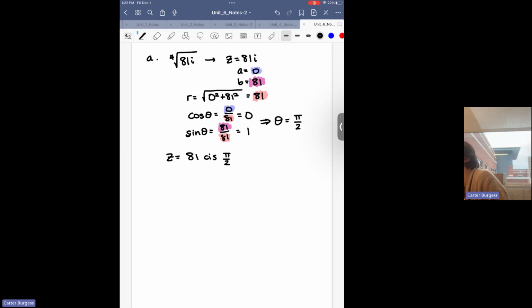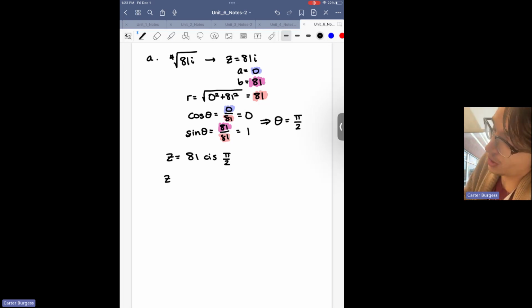Now, how many solutions did we say we were looking for? We said we're looking for 4 solutions here. And so how many other ways do I need to write this z? I need an additional 3. Where do those other 3 come from? Coterminal angles with pi over 2. So we're going to take this theta and add 2 pi, which may be more conveniently thought of as 4 pi over 2. We're going to add it 3 times, until we have all 4 of our equations.